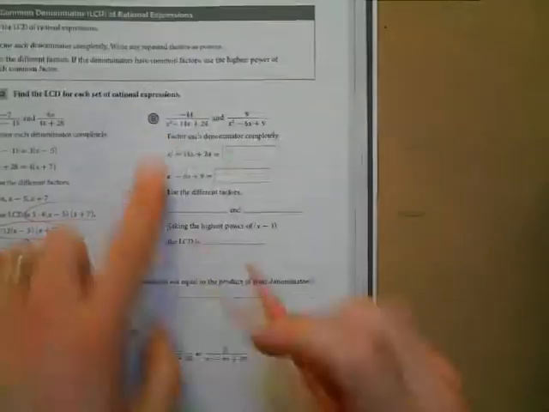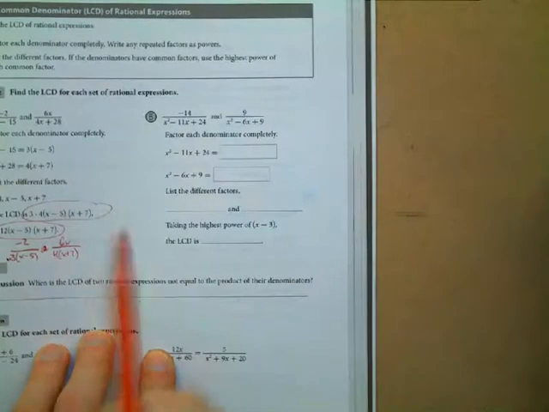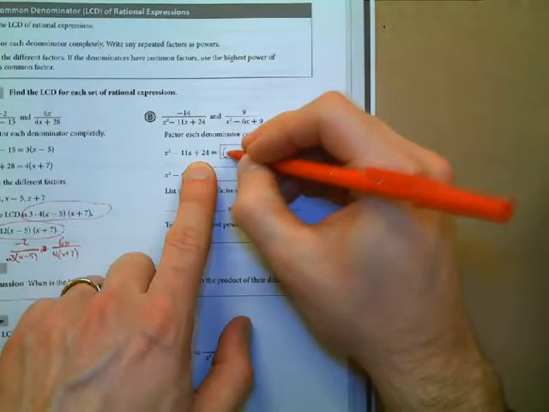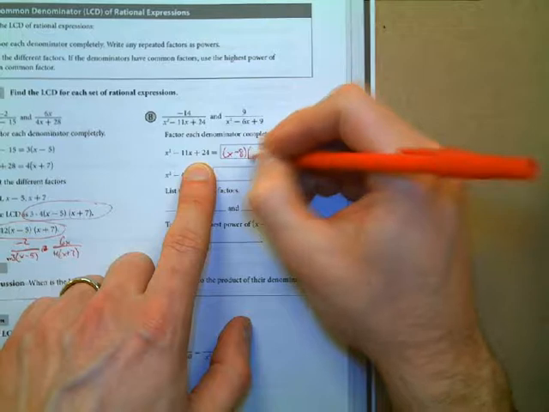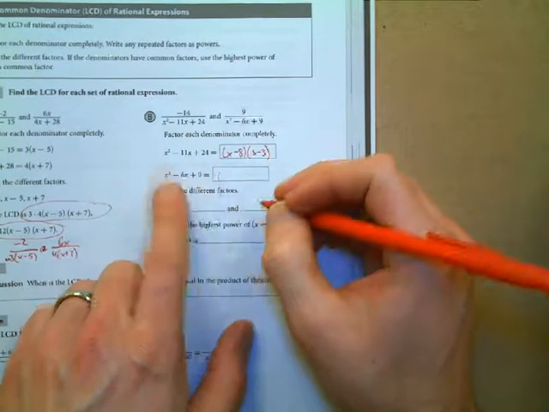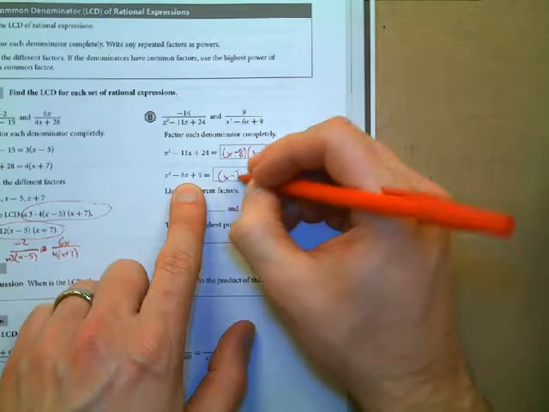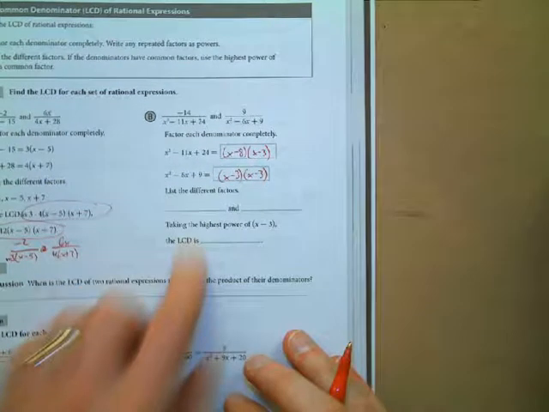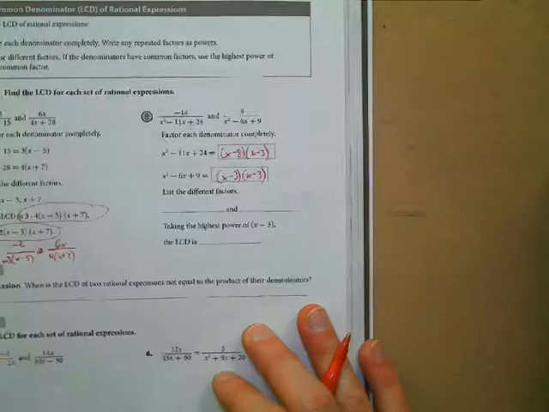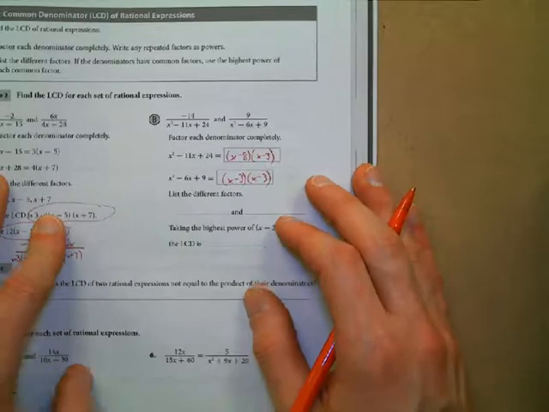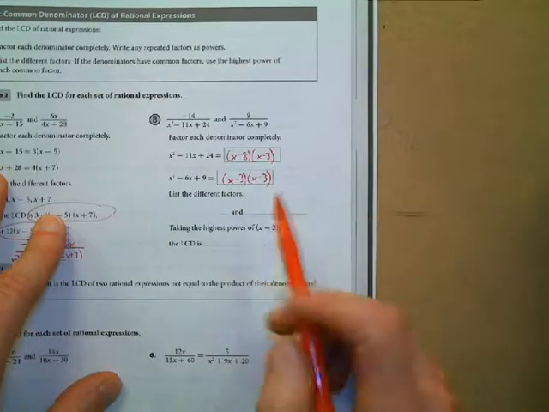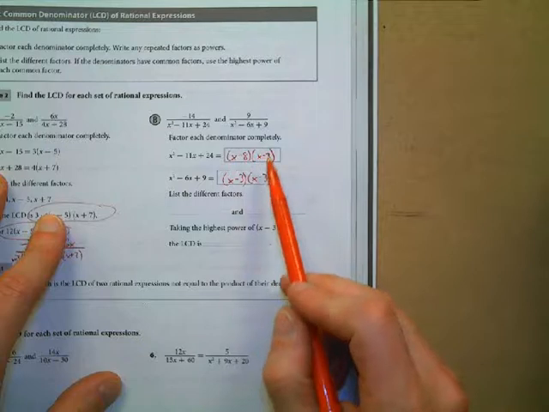Letter B. Now we have quadratics for our denominators. Let's factor here and see what happens. So let's see here. This one's going to factor to x minus 8 times x minus 3. And this one's going to factor to x minus 3 times x minus 3. Okay? So you'll notice they both have an x minus 3 in common.